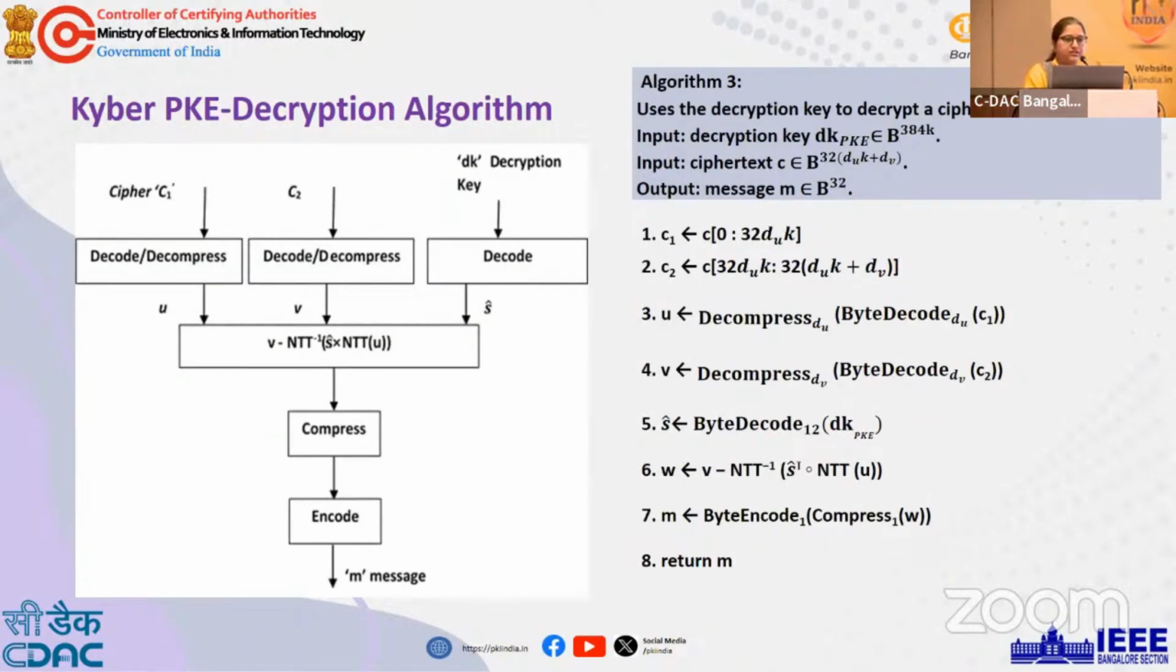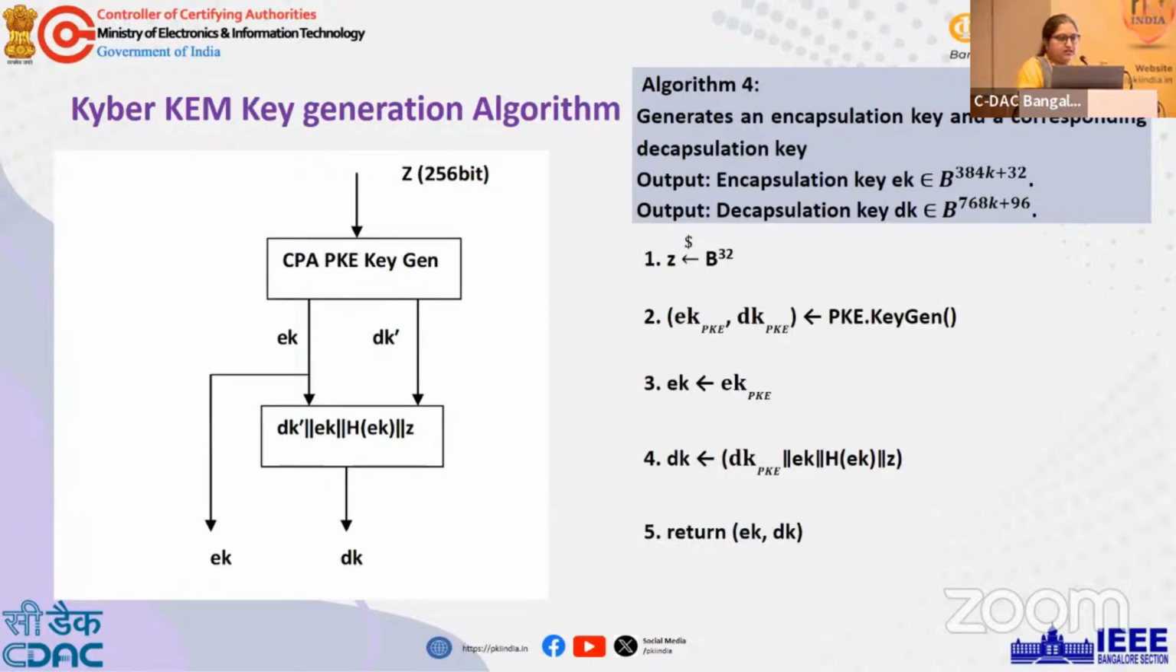This C1 and C2 is given to the PKE decryption algorithm, which uses the decryption key, that is DK_PKE, and the ciphertext C as input, and the output is message M. Here we decrypt the ciphertext obtained from the PKE encryption algorithm, C1 and C2. We decompress the byte code and decode to produce the U and V vectors, and then we obtain the message M.